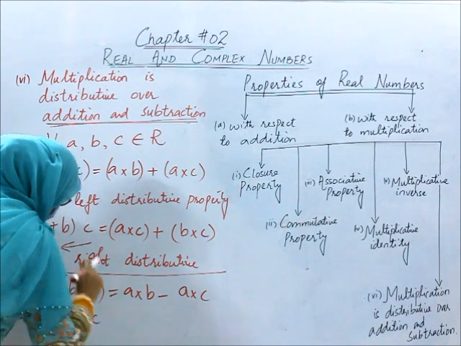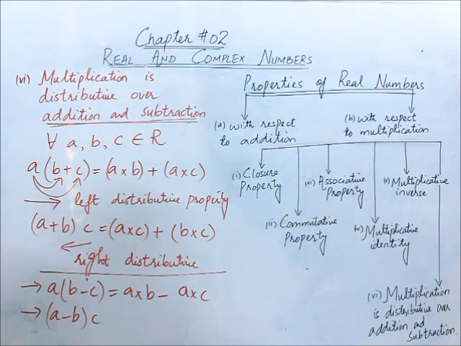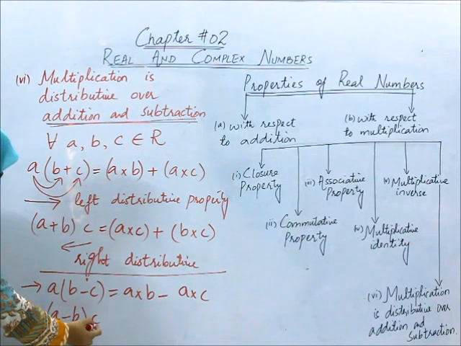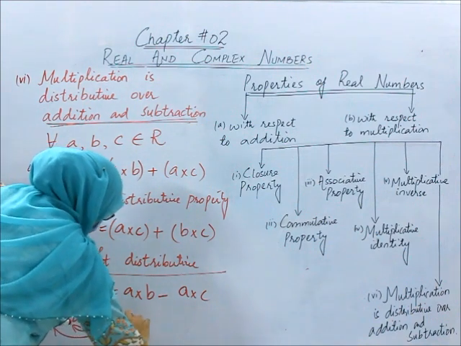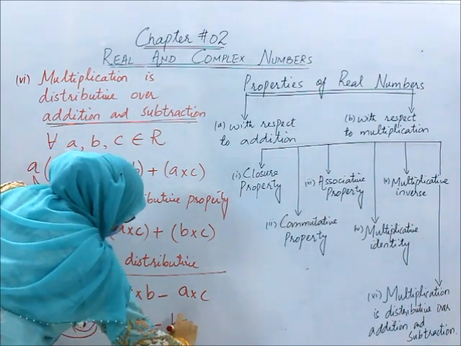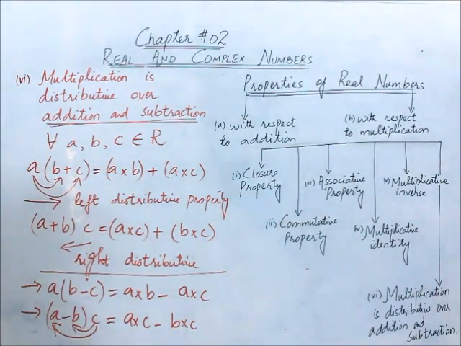A minus B, if we multiply A minus B with C, how would we multiply? C with A and then C with B. And the sign among them would be subtraction. A into C minus B into C. So this is the multiplication. Multiplication is distributive over addition and subtraction. Fine. So you can take examples by yourself as well. These are the properties of the real numbers with respect to addition and with respect to multiplication.